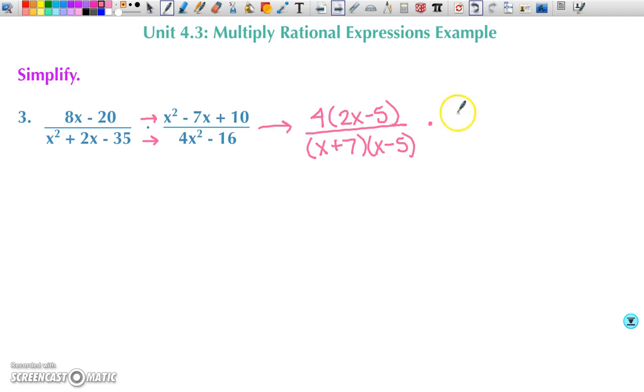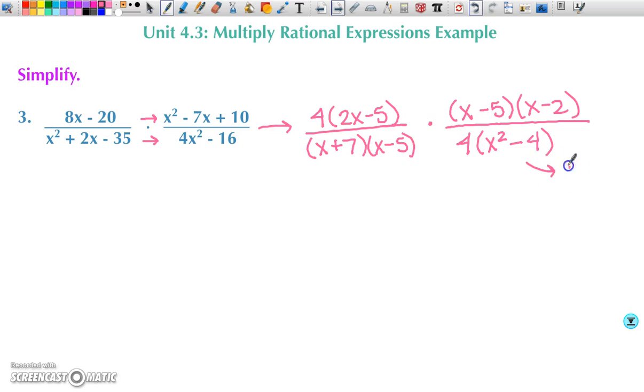And then what we're multiplying by is the factors x minus 5 times x minus 2 over, I'm going to factor a 4 out, leaving us with x squared minus 4. Now this can be factored further because it is a difference of squares, because x squared is a perfect square and so is 4.